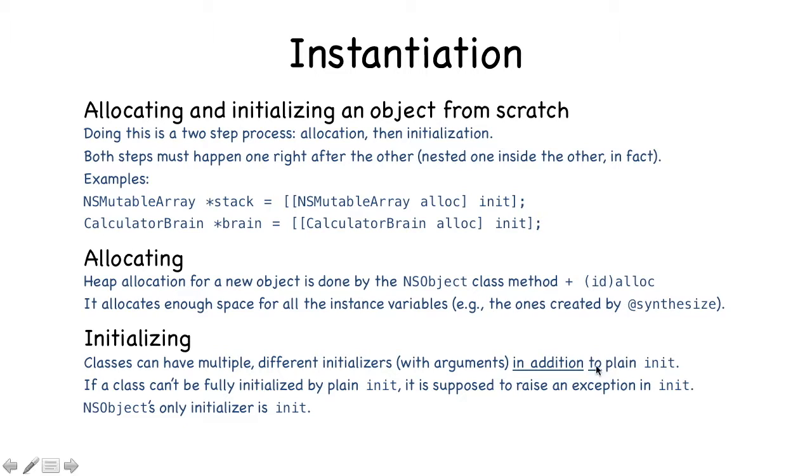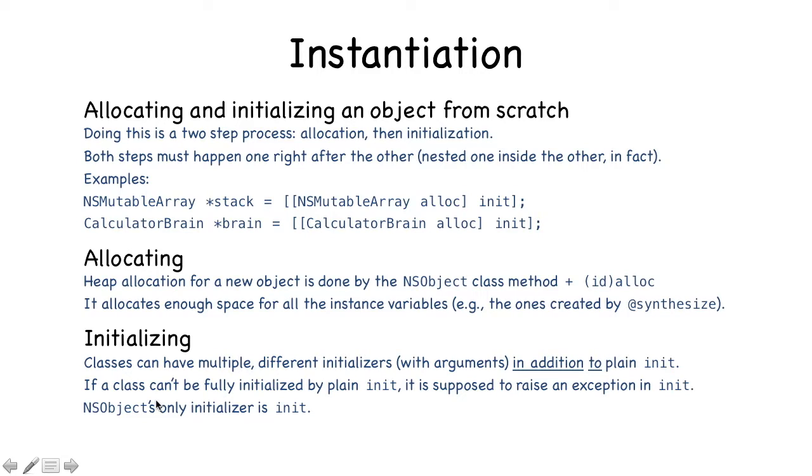So this code, alloc and init: alloc is the one giving memory, and init is the one initializing this to 0. This is the concept of instantiation, allocating and initializing. Allocating heap memory for a new object is done by NSObject. So you will learn that. You used to have to write the code, but now you don't have to write it anymore. It's already pre-written. Initializing is like giving it a default value.